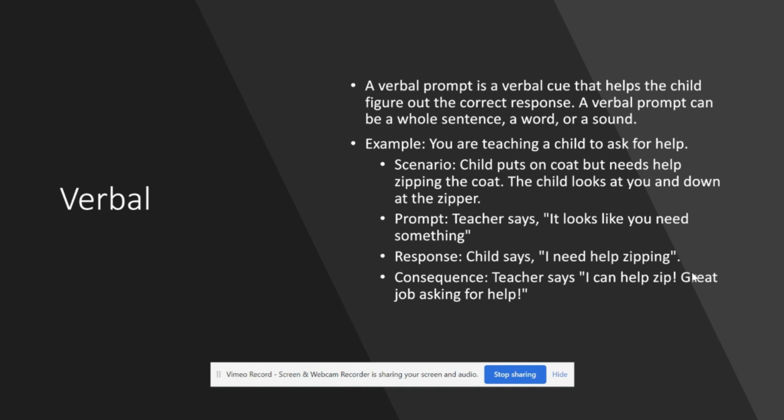So the scenario here, the child is putting on their coat, but they're struggling with the zipper. It's a little difficult. The child's looking at you and down at the zipper. So the prompt you're going to give is, it looks like you need something. The child responds saying, I need help zipping. And then you say, I can help zip. Great job asking for help. And then help them zip up their coat.